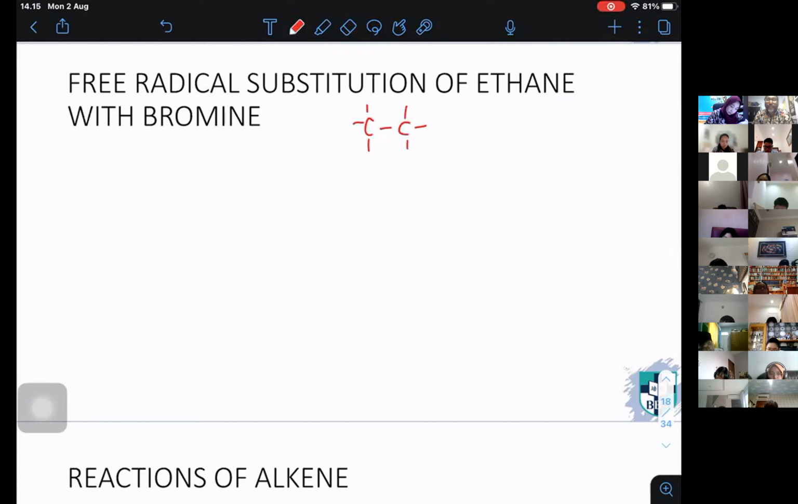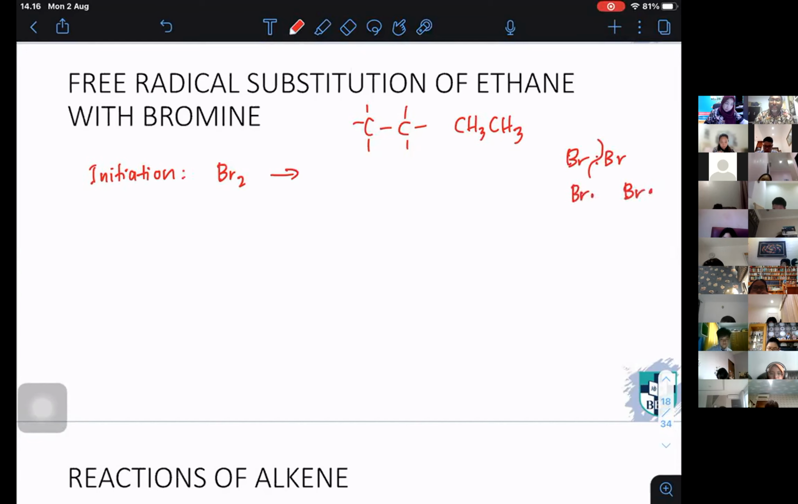So here I'm going to use CH3, CH3, structural formula, easier to look at. If I have this, the first step is going to be your initiation step. So what will happen under the initiation step? You are going to have Br2, and what we call homolytic fission, the breaking of the electron, where you are going to have Br dot and Br dot. These are going to be free radicals. So homolytic fission; you can go and find out more about this.